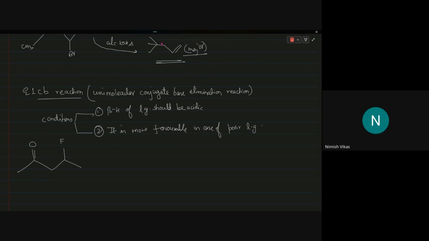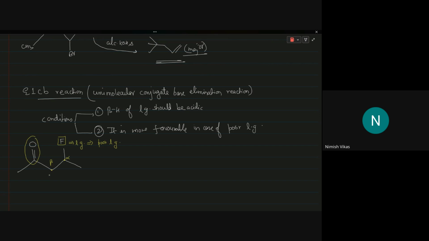So what I was saying is that this is my leaving group. Fluorine is the leaving group over here, and we all know fluorine is which type of leaving group? Poor leaving group. The carbon which is directly attached is the alpha carbon. Now this is the beta carbon, and the beta carbon is attached to a minus M group.